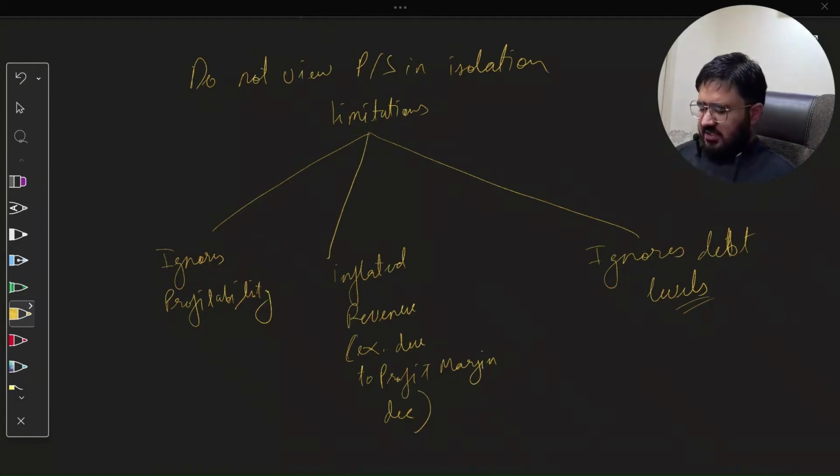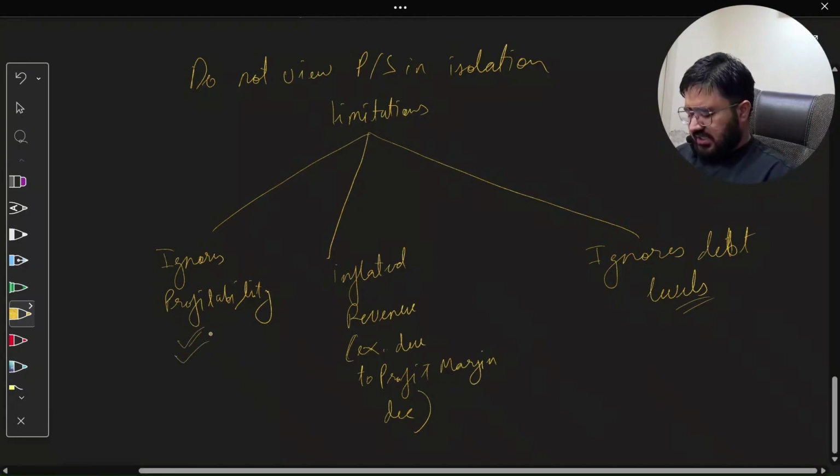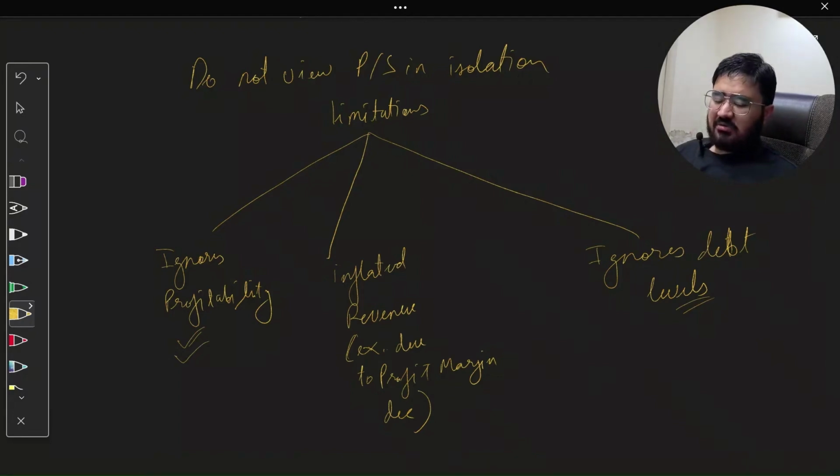So now let's take a parting thought. I would really recommend to not use price to sales in isolation because there are limitations in this ratio. Okay, there are many, however, I am covering only three for now. The first one is it ignores profitability. Sometimes sales could be constantly increasing, however for each sale, the company is incurring losses. For example, Zomato or Swiggy, for that matter.